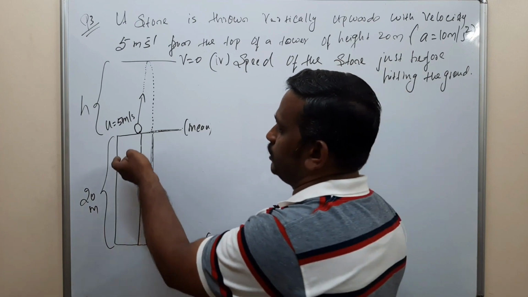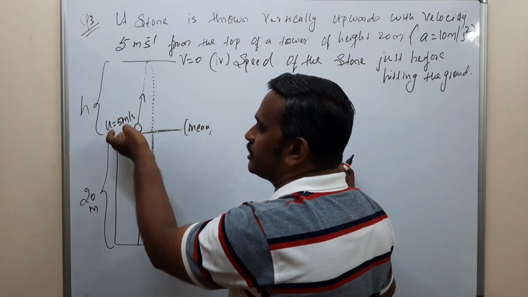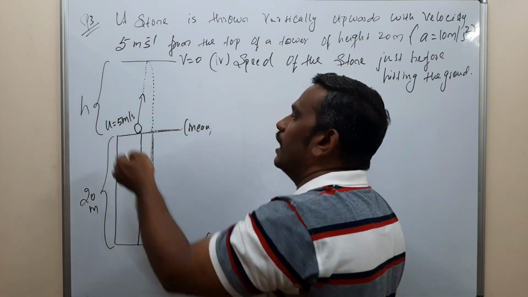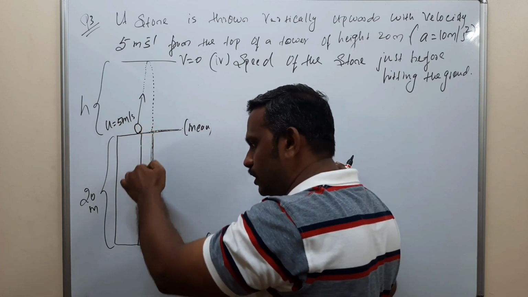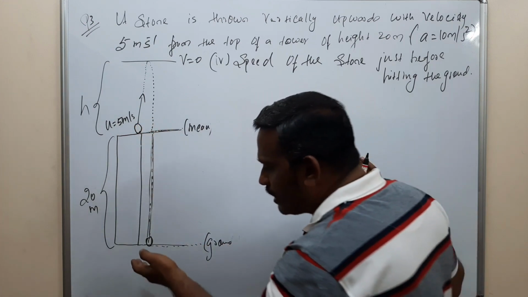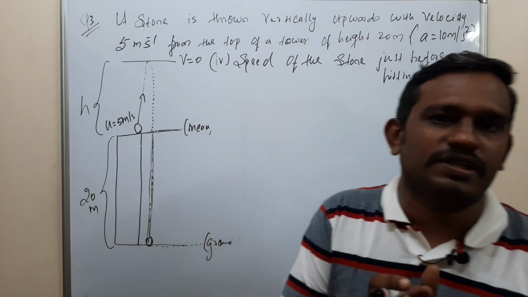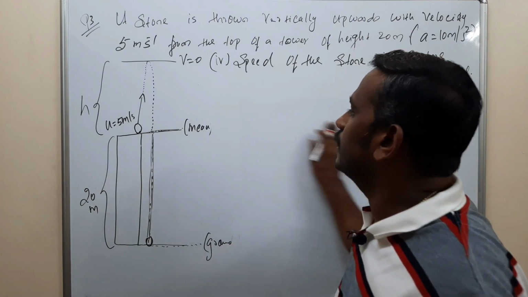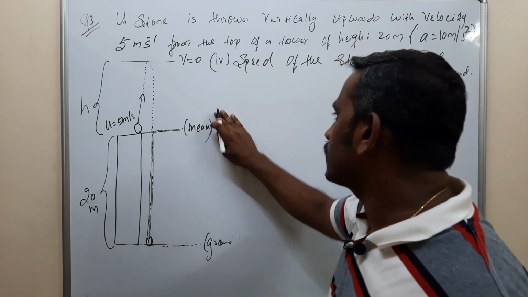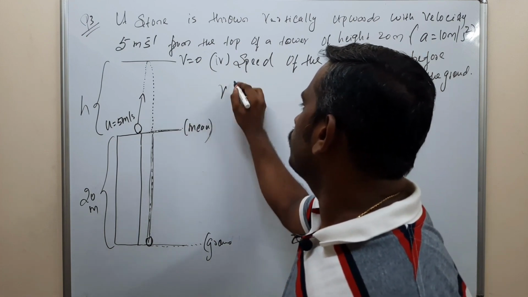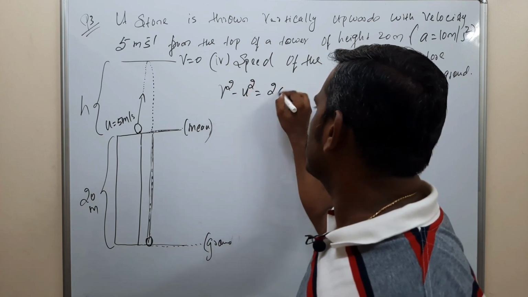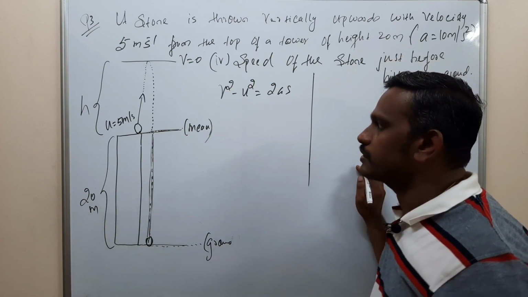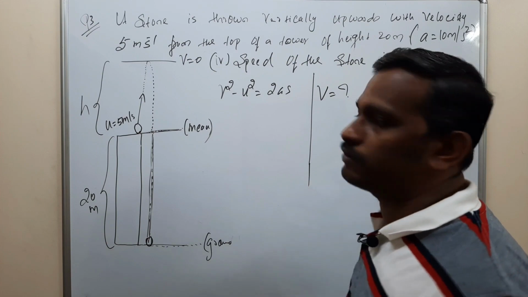The stone is thrown with a vertical initial velocity of 5 meter per second. The stone reaches the maximum height, and it comes down to the mean position and again to the ground. So we have to find the speed of the stone just before hitting the ground. So v square minus u square is equal to 2as. That is the equation we are using. We have to find the final speed.